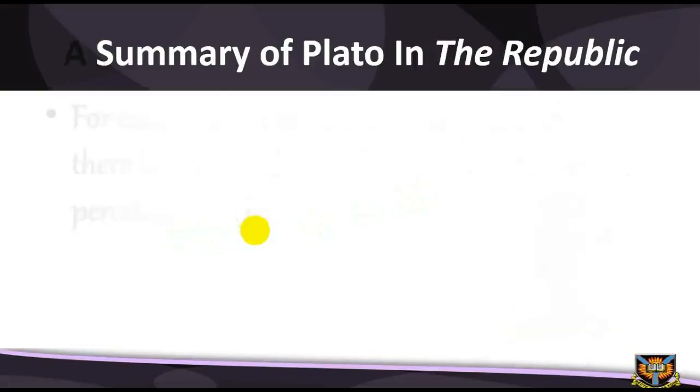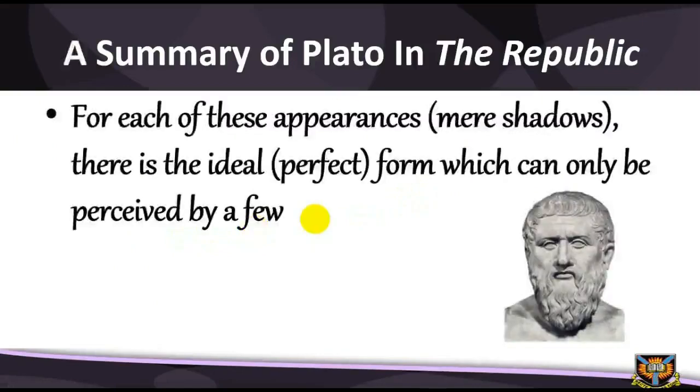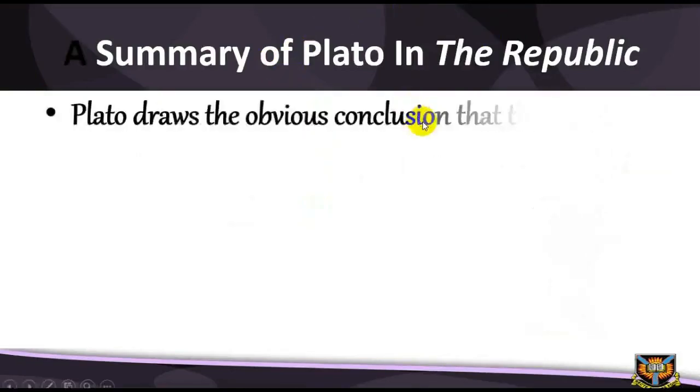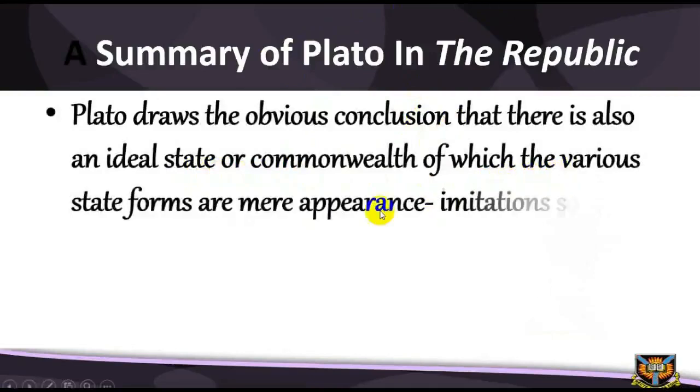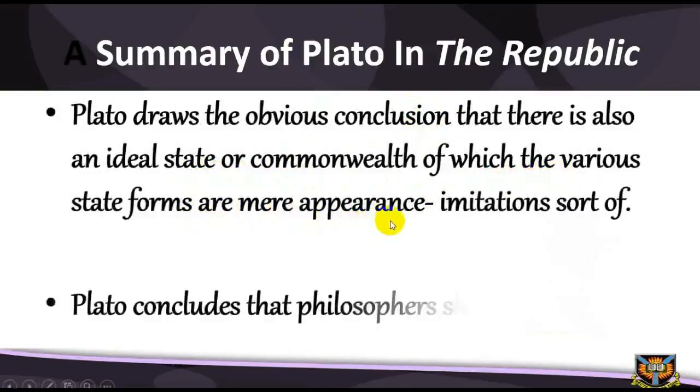For instance, there is a real cat, the perfect cat created by God. All the cats we see around us are mere reflections, that is, shadows or imitations of these ideal cats, the perfect cat. From this theory, Plato draws the obvious conclusion that there is also an ideal state or commonwealth, of which the various state forms are mere appearances, imitations, or such.